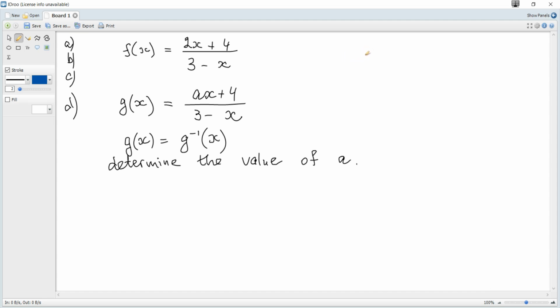To find vertical asymptote, we check whether division by zero arises here. We can see that we can get division by zero when the denominator is 0, so when 3 minus x is 0, so we can see that x is 3 is actually the required vertical asymptote.